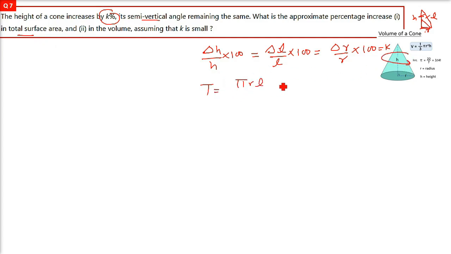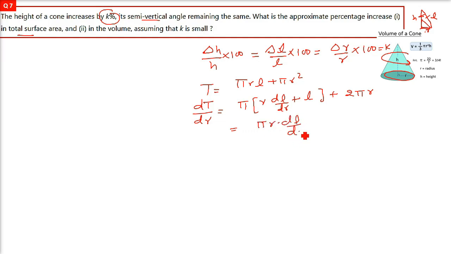Now T is the total surface area. These are the two areas you have to add. Pi R L is the curved one, and the base one is pi r square. So dT by dr is pi, and I'm using the product rule for r and L: r dL by dr plus L. We are differentiating with respect to r, so it will vanish. And this becomes 2 pi r, because the differentiation of r square is 2r. So what do we get? Now, pi r dL by dr plus pi L plus 2 pi r.